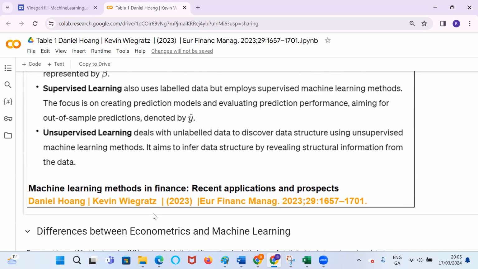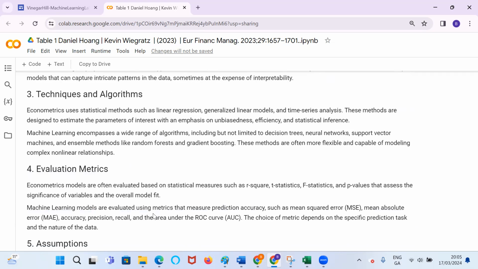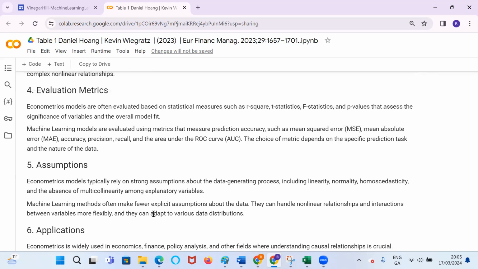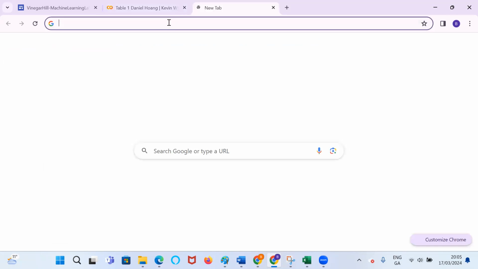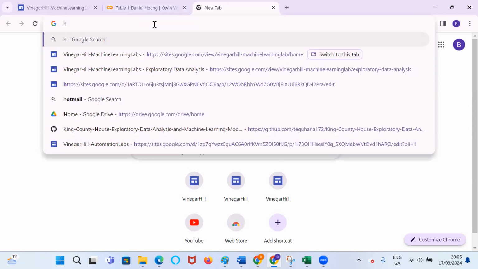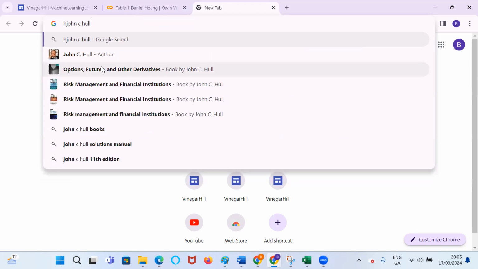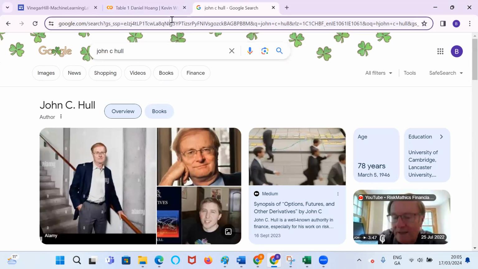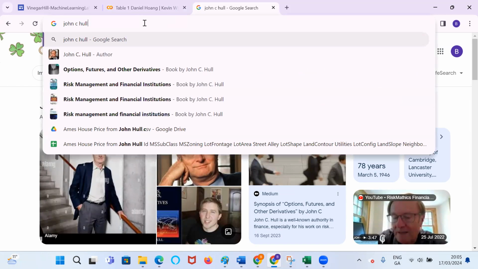A good source for setting up some of these problems with data that's explained simply is a source here from John C. Hull. I'll just give the web page. It's John C. Hull and his web page, right? So if we go to John C. Hull's website.